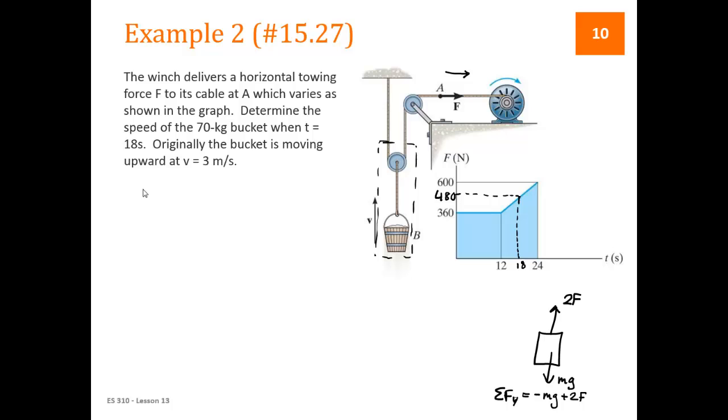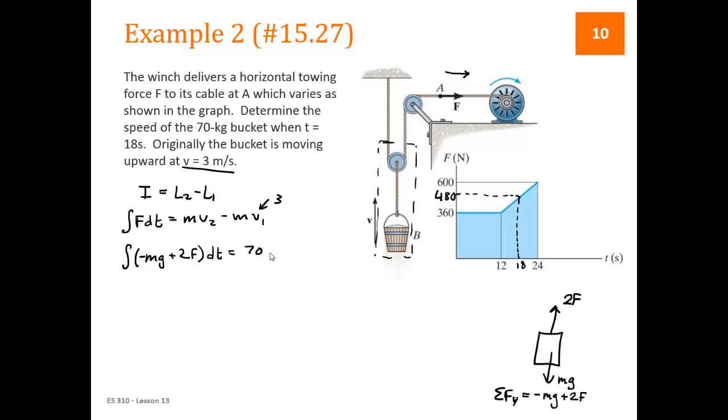So let's write our impulse momentum. I is equal to L2 minus L1. Integral of the force dt is equal to mass V2 minus mass V1. Originally the bucket is moving at 3, so V1 is 3. V2 is what we're trying to find. The masses are 70. The forces are given down here. So the integral of negative mg plus 2F dt is equal to 70 V2 minus 70 times 3.